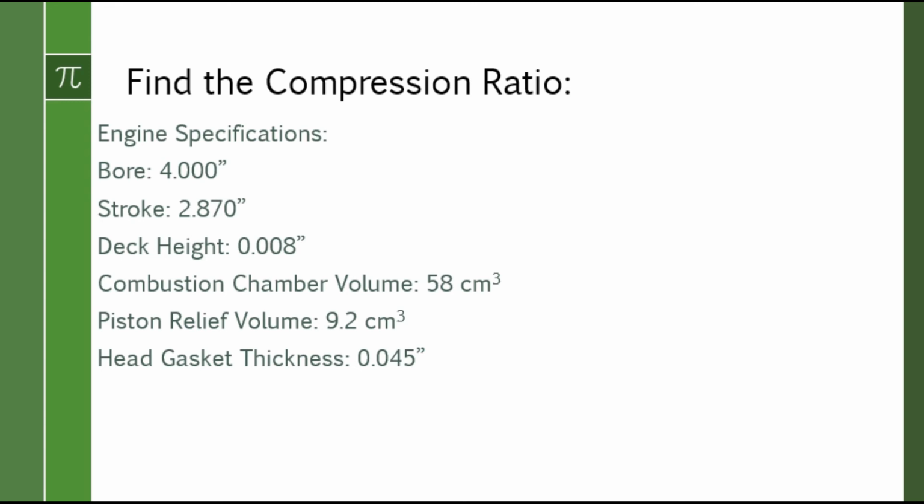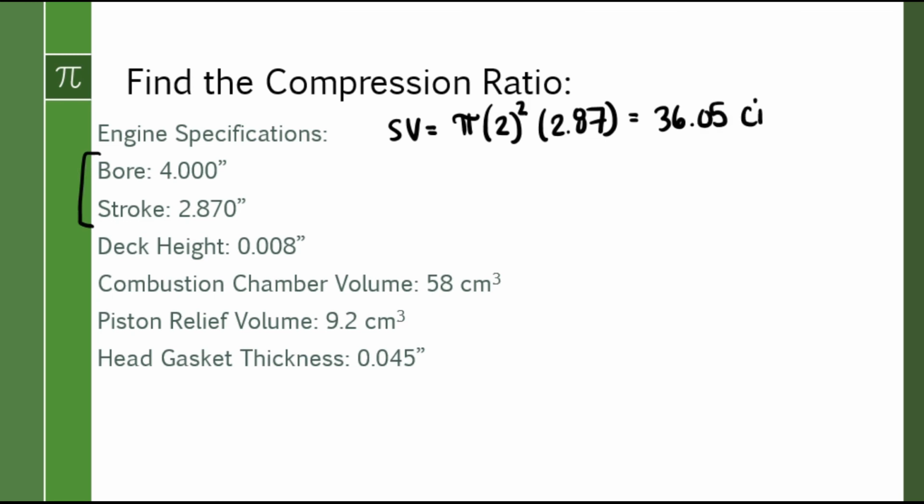All right, so things I need to know. I'm going to use the bore and the stroke to find the swept volume. So that will be in black. Pi r squared h. The bore is 4, so the radius is 2, and the stroke is the height in this situation. And that should give me 36.05 cubic inches. I'm going to set that aside.